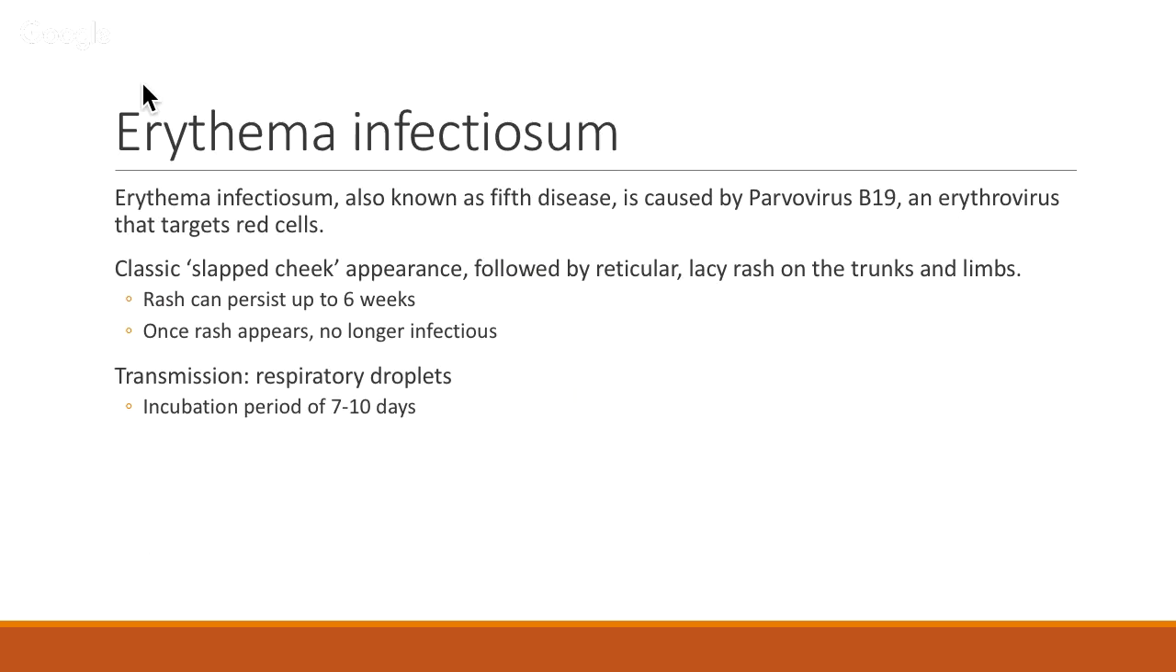up to six weeks. Interestingly, once the rash appears, you're no longer infectious, and you can also get just normal coryzal symptoms as well. Transmission, respiratory droplets, and incubation of 7 to 10 days. And you just have to be careful in pregnant women because it can cause anemia.